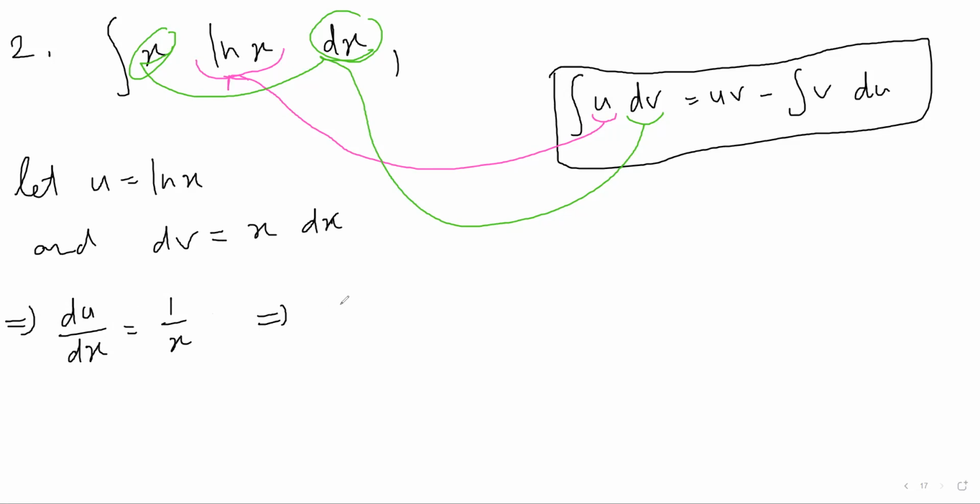So this implies that du is equal to 1 over x dx. So du is 1 over x dx. That's what du is in terms of x. Now you've written du in terms of x, but now we want to know, what is v? What's v in terms of x?